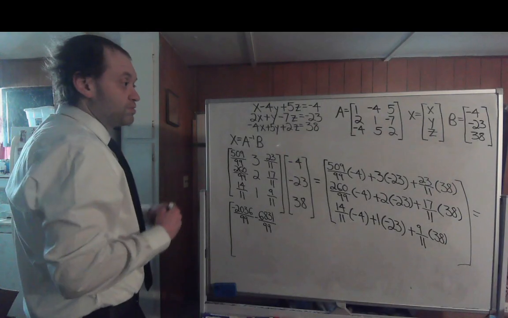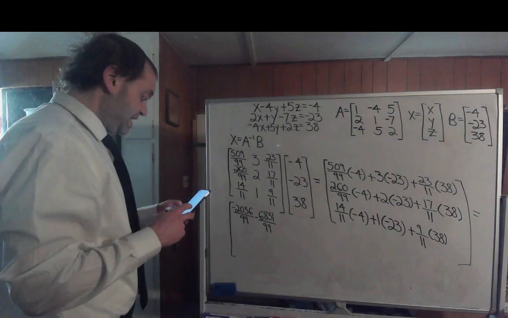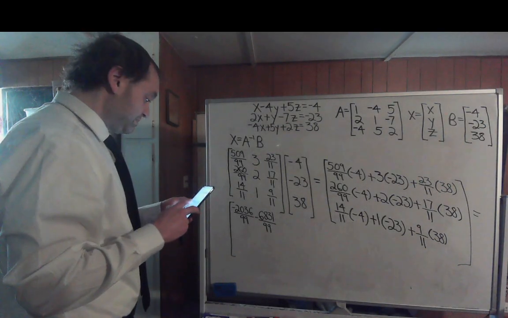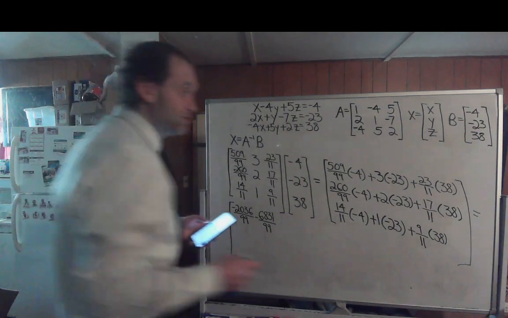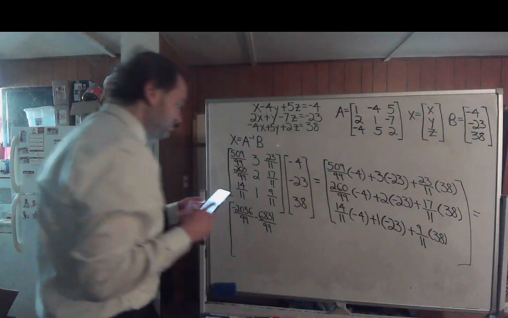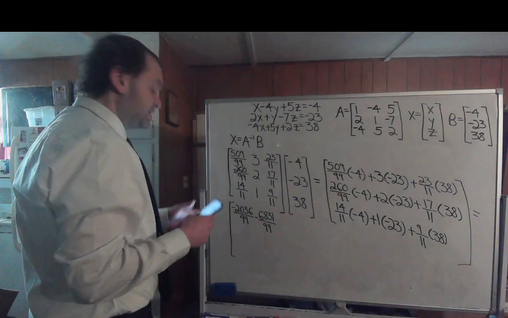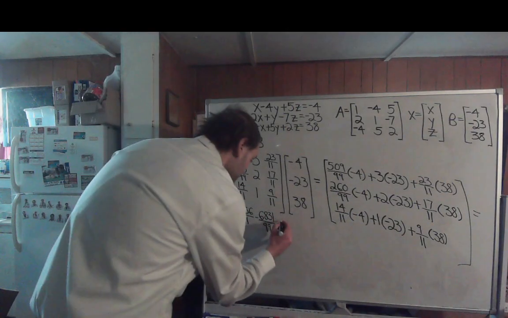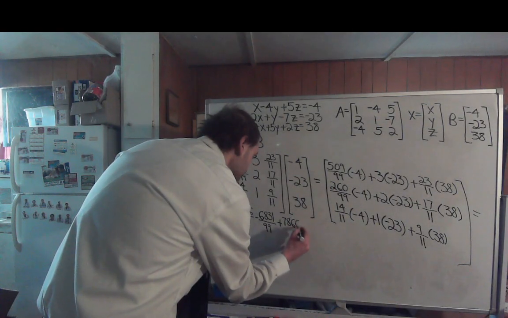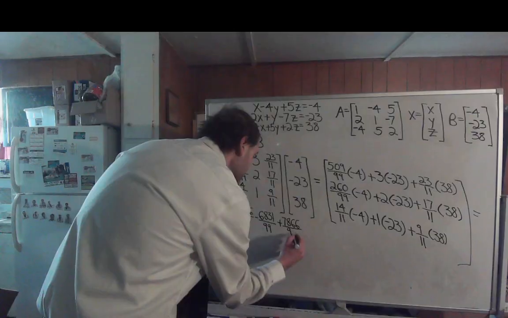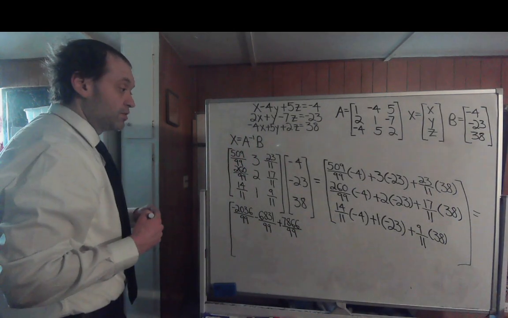Alright, then let's see. Let's take 23 times 8. Sorry, 23 times 38. 874, but we have to multiply that by another 9 to make our denominators the same. That'd be plus 7,866/99. That's all row 1.